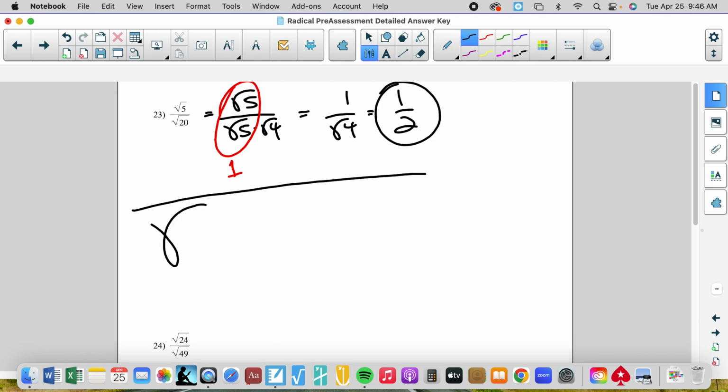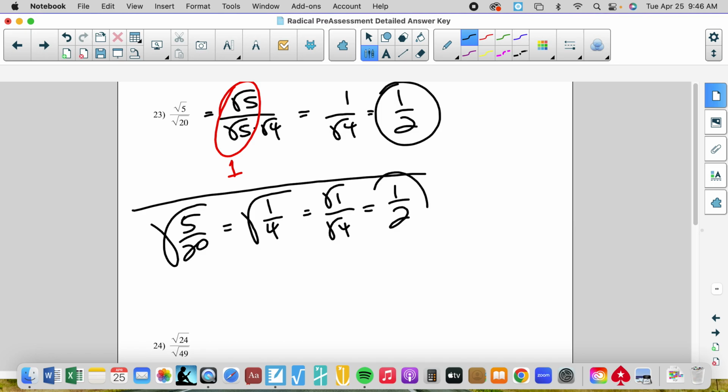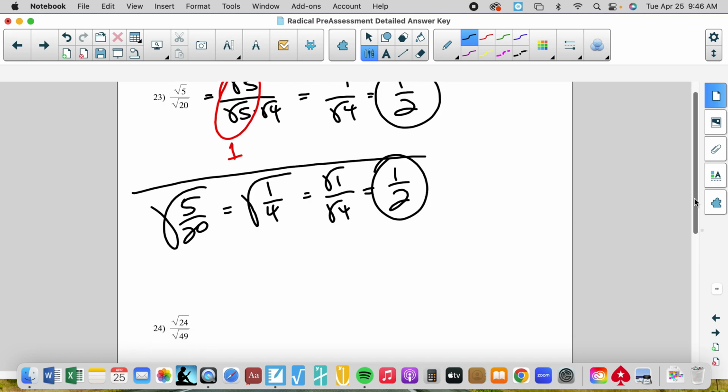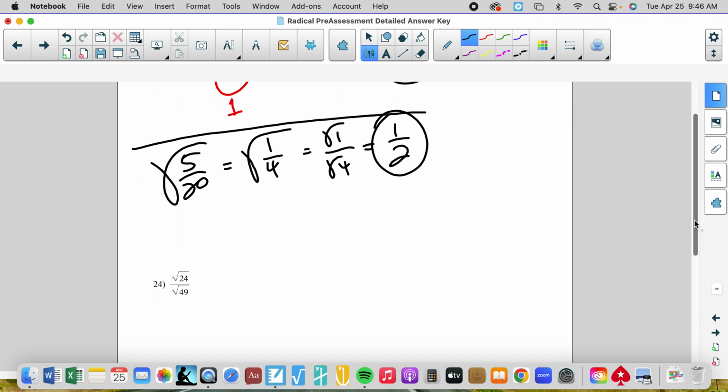You can also put them under the same house. Much like multiplication, how I said that you can put them together under the same house, if we're multiplying, we can also do that in division. So we get 1/4. And now we can separate rad 1 over rad 4. Square root of 1 is 1. Square root of 4 is 2. We also get 1/2. That's really the easiest, best way.